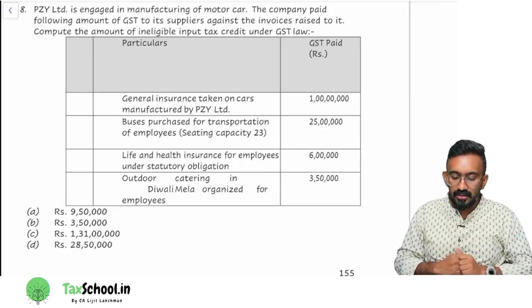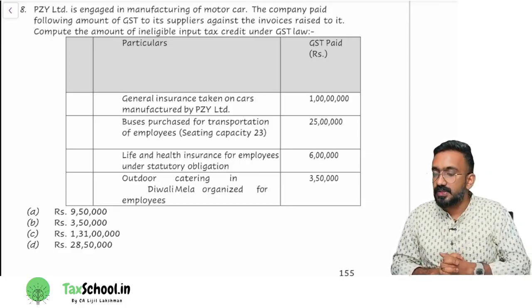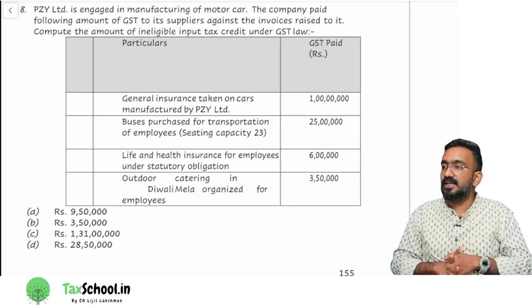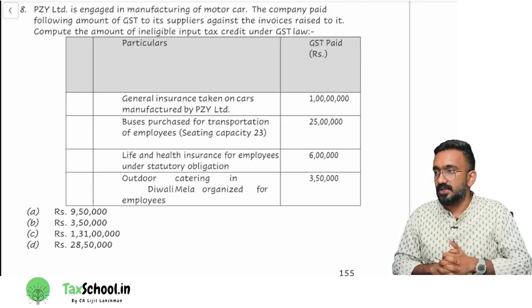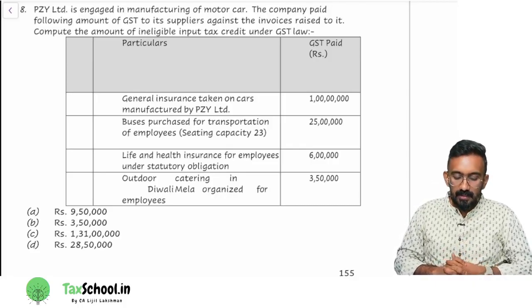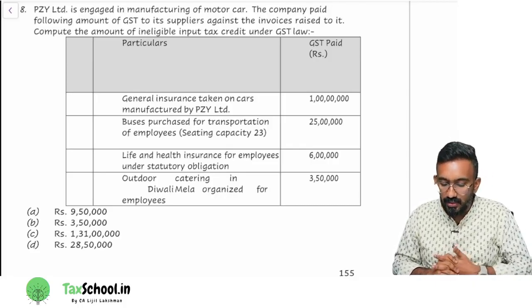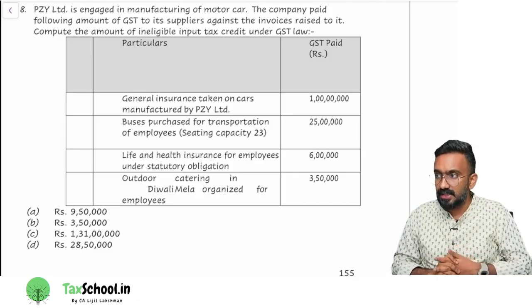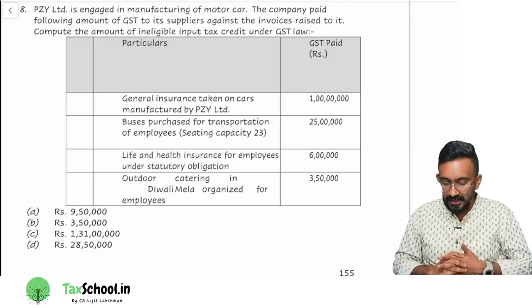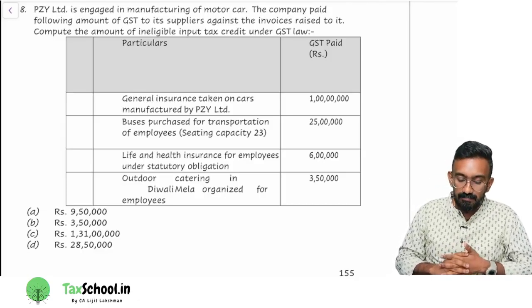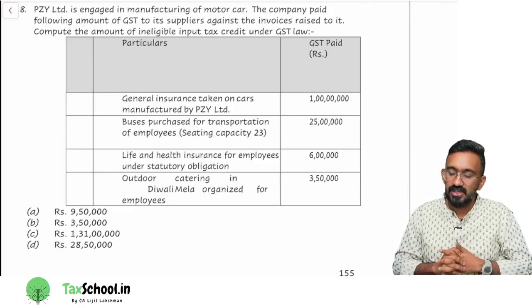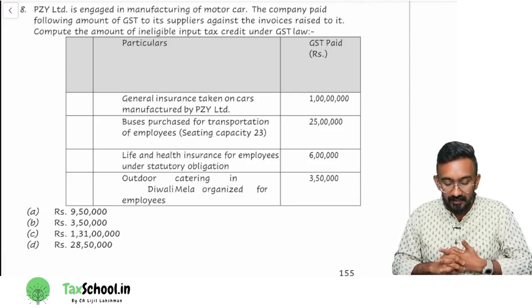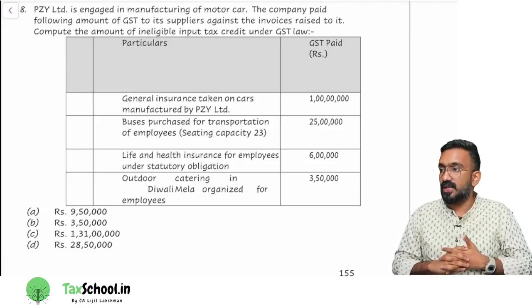General insurance taken on cars manufactured by PSY Limited, 1 crore. Can they take input tax credit? Yes. Why? A manufacturer can take ITC on the insurance. Buses purchased for transportation of employees, seating capacity 23. Can they take ITC? Yes, because it's more than 13. Life and health insurance for employees under statutory obligation. Can they take ITC? Yes, because it is an exception, statutory obligation. Outdoor catering in Diwali Mela organized for employees. Can they take ITC? No.